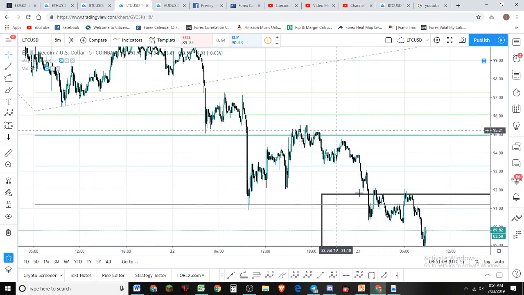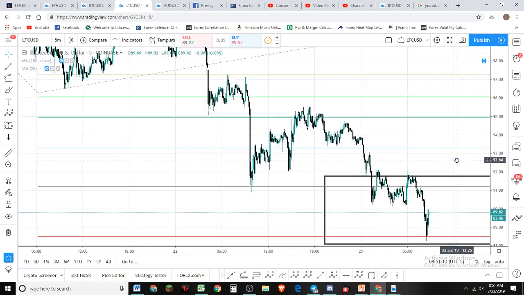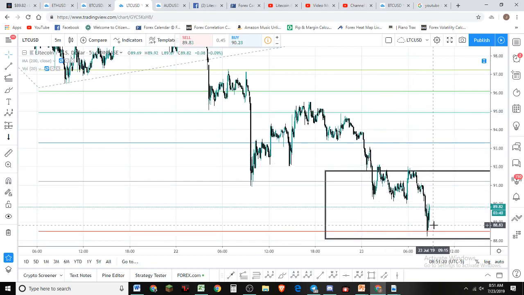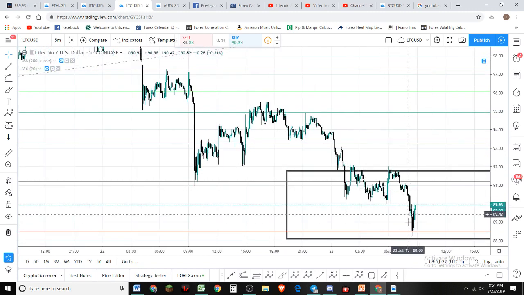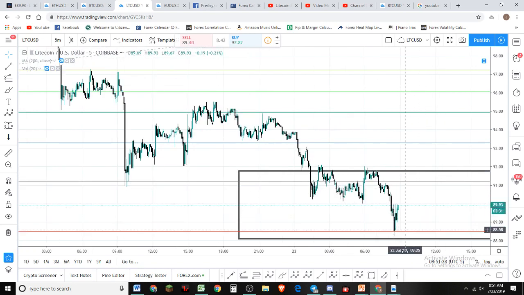We got 1, 2, 3. 3 is here. 4 is here. 1, 2. Yeah, I guess that's 3, 4, making 5. 1, 2. Yeah, I mean, it's looking pretty complete, guys. And we're starting to make a push up. Either this is a 4 wave and we're going to come down for one more push to the downside, or this is the 1 wave.